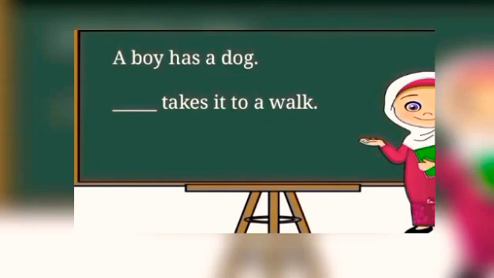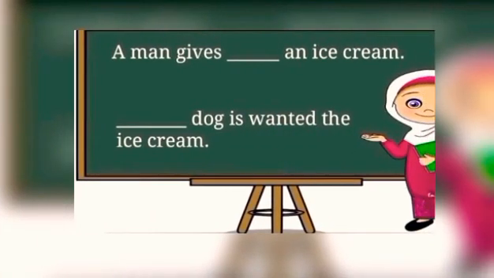A boy has a dog. Dash takes it to a walk. A man gives Dash an ice cream. Dash dog is wanted the ice cream.